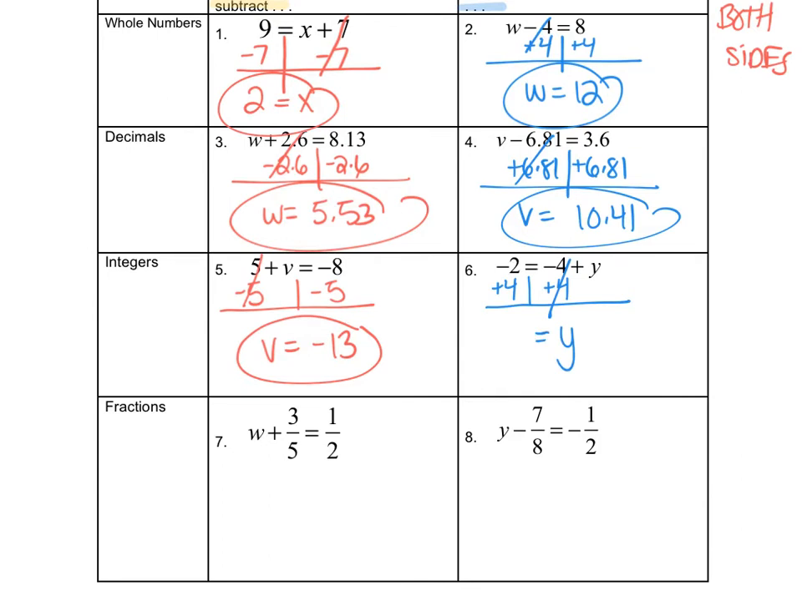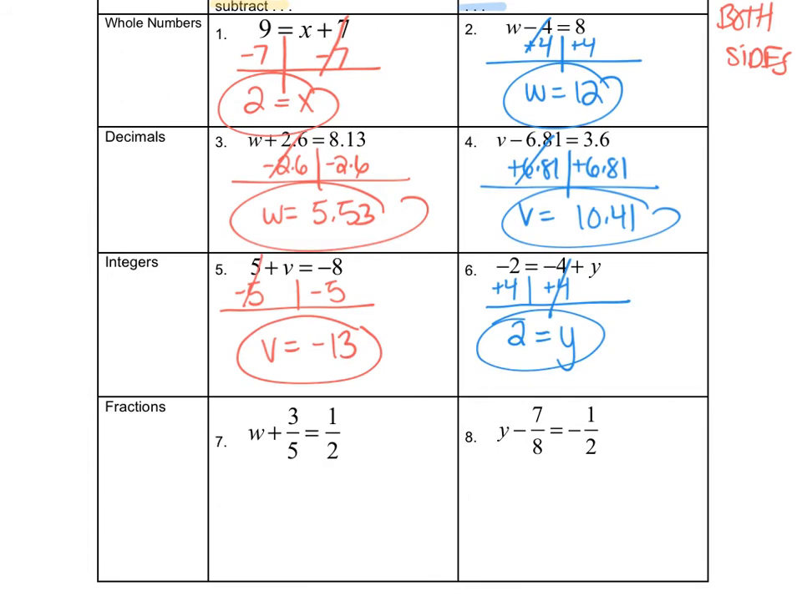Okay, so then you're left with y equals negative 2 plus 4. They're opposite signs, so you subtract the two numbers and you get 2, and you keep the sign of the bigger number. And the bigger number here is 4, so my answer is positive 2.